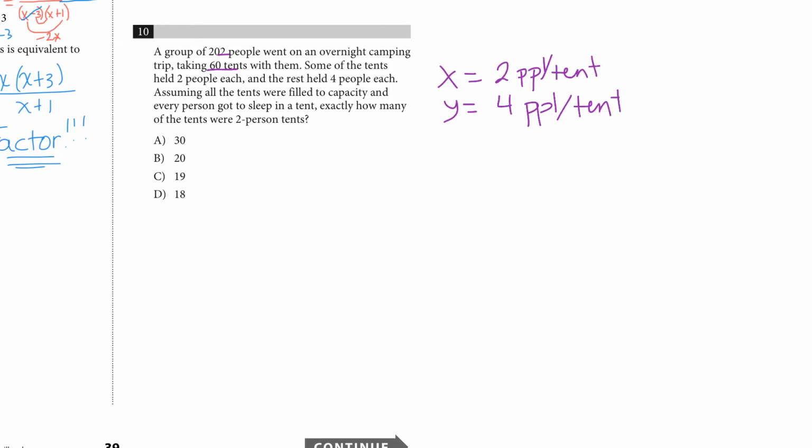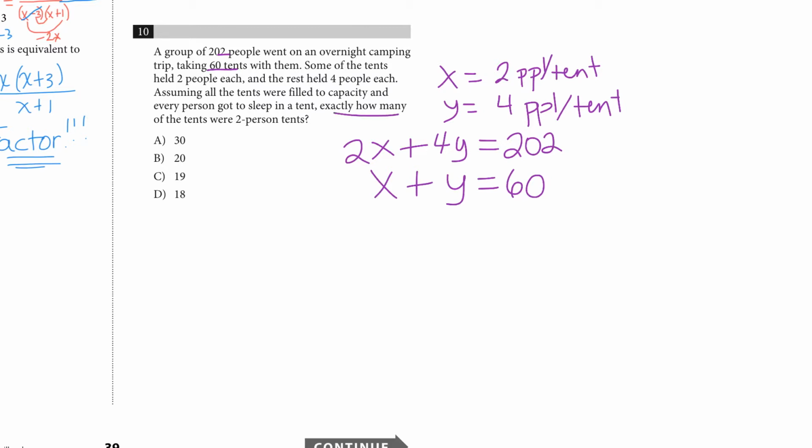And so how many tents are there? Well, there's 60 tents, so that means that X plus Y is equal to 60. And how many people are there? There's 202 total people. So there's 2 in every X tent, so 2 times X. And there's 4 inside every Y tent, so 4 times Y is equal to the total number of people, which is 202 people. And it says, how many of the tents were 2-person tents? So we're looking for X or Y. Well, according to this, we're looking for X.